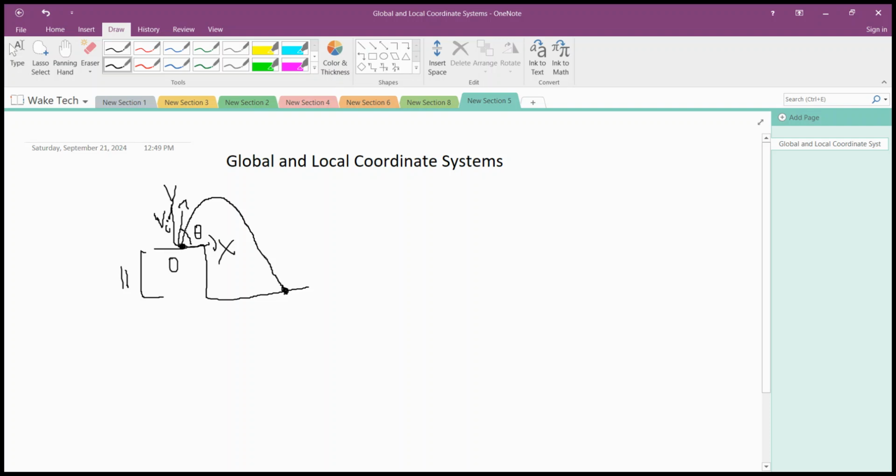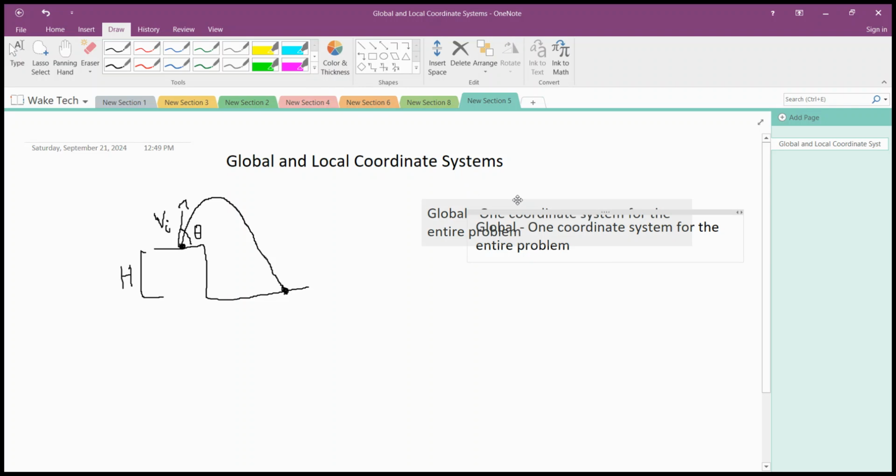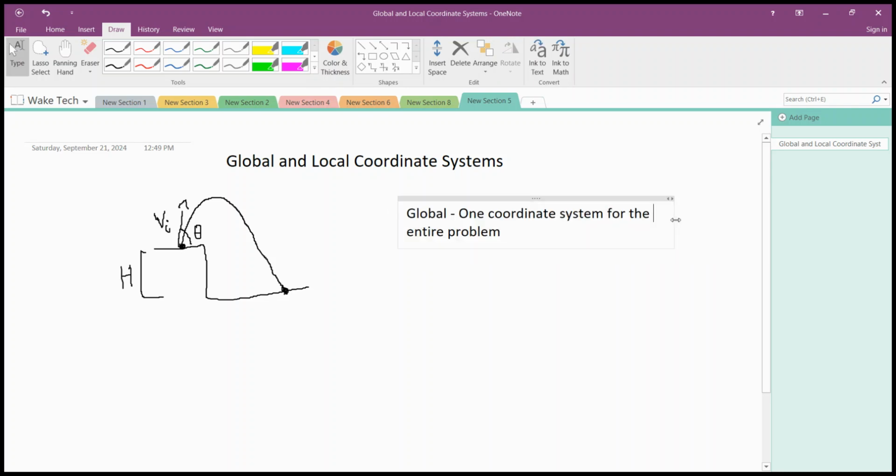In fact, you could do really weird coordinate systems. Like you could do something like this if you wanted. You could change signs as well so that the downward direction and to the left is positive. It doesn't matter. But in all cases so far, you have largely been using a global coordinate system. So what do I mean by a global coordinate system? I mean a coordinate system where you have just one coordinate system for the entirety of your problem, the entirety of the motion of your object.